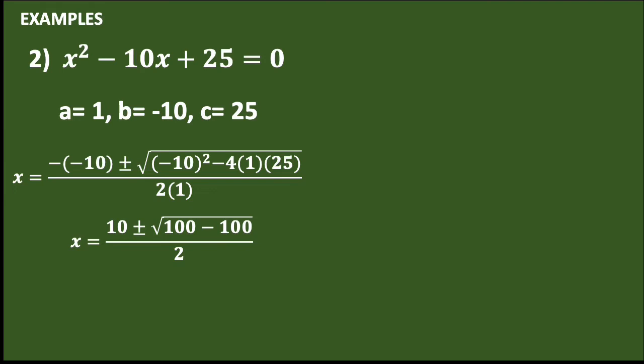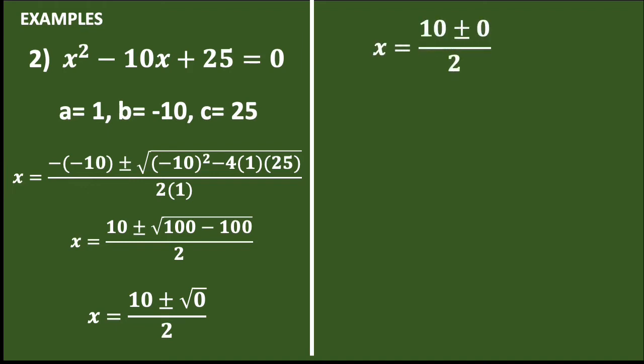After that, let us now simplify the number in the radical sign. We have 100 minus 100, and that is equal to 0. And what is the square root of 0? The answer is 0. So now we have x is equal to 10 plus or minus 0 divided by 2. For our x sub 1, it will become 10 plus 0 divided by 2. 10 divided by 2 is equal to 5. And that is our x sub 1.